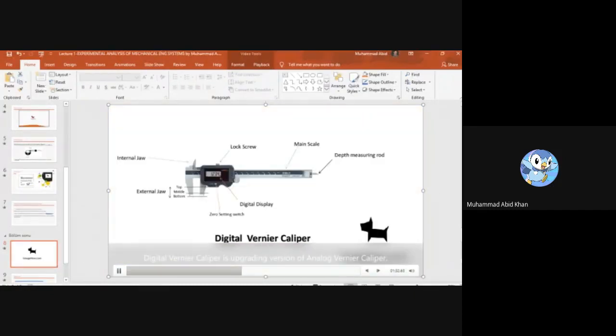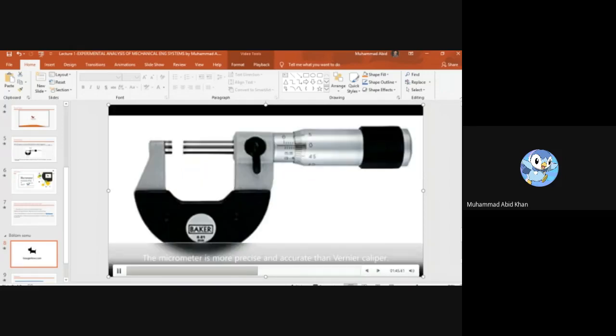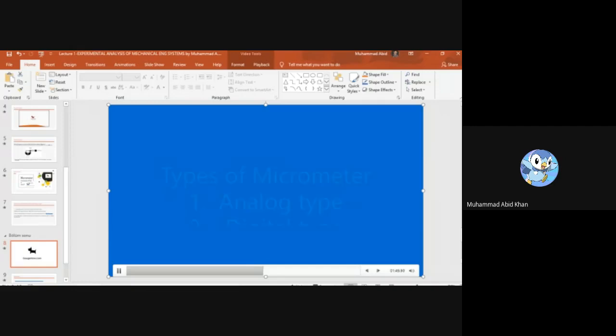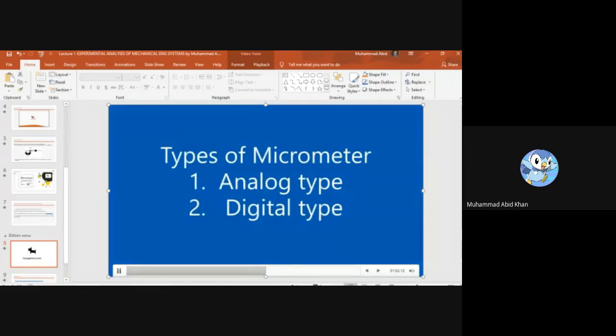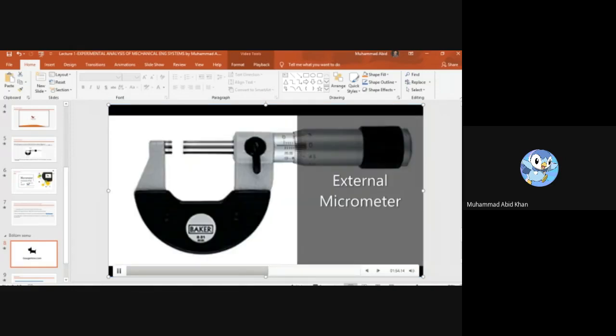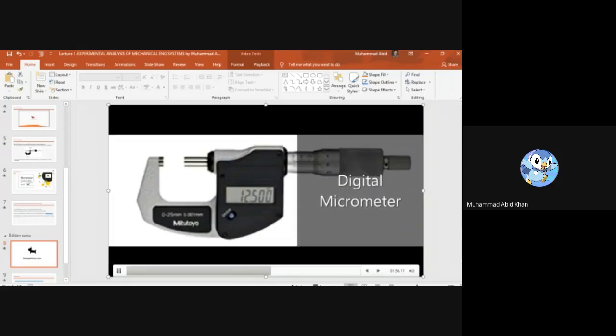Next is the digital Vernier caliper, which is the upgraded version of analog Vernier caliper and is a widely used linear measurement instrument with the least count of 0.01 mm, more accurate than analog. Now let's take a look at micrometer. The micrometer is more precise and accurate than Vernier caliper. There are 2 types of micrometers. Number 1 is the external micrometer and number 2 is the digital micrometer.